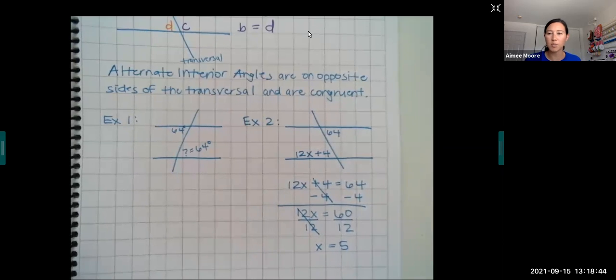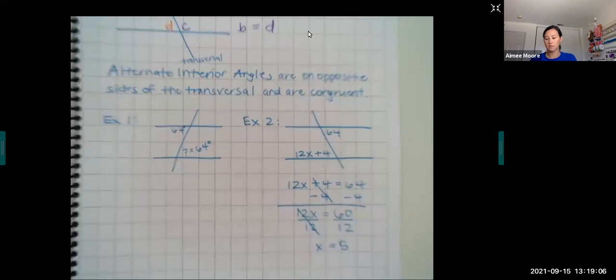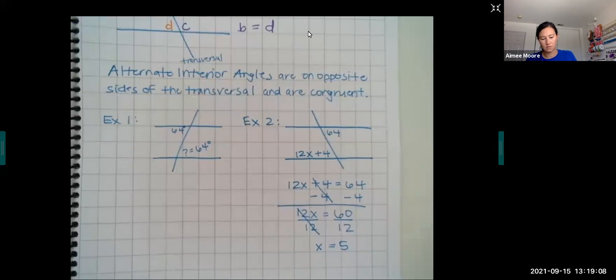So those are the two types of problems you're going to be doing on your assignment for alternate interior angles. Any questions so far? All right, so let's go ahead and open our workbooks then to the alternate interior angles assignment. So that is on page 11.